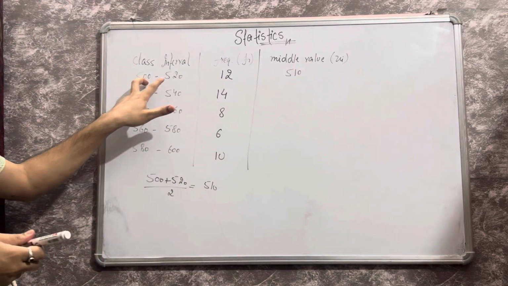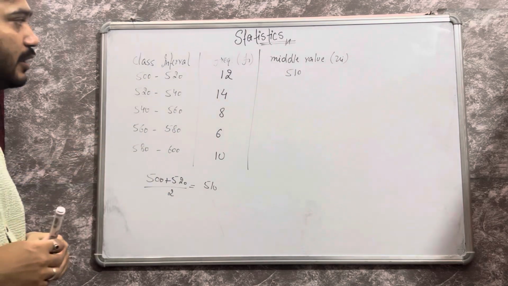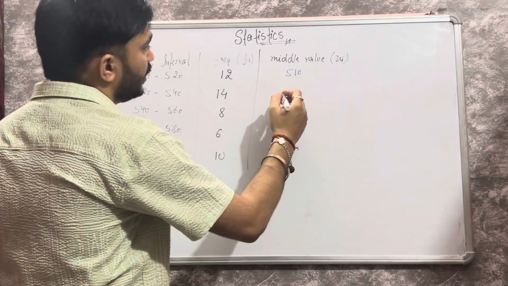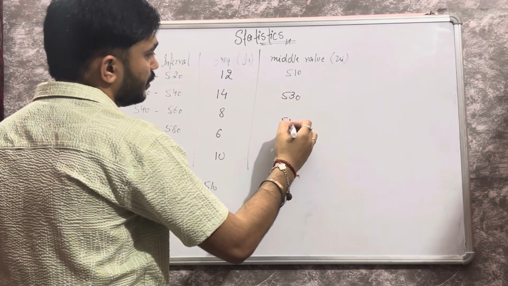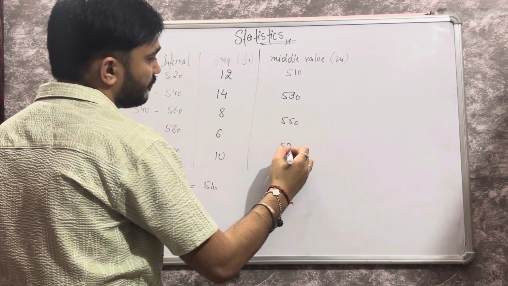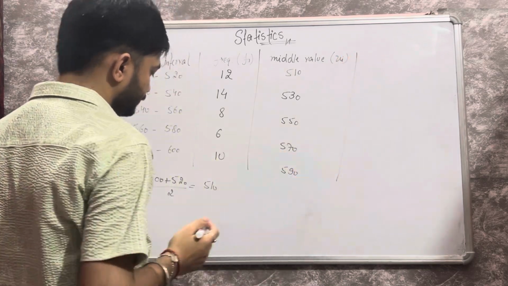What is the difference between the class limits? 520 minus 500 is 20. So we are going to add 20 to all the values: 510 plus 20 is 530, then 550, 570, and 590. Any doubt?